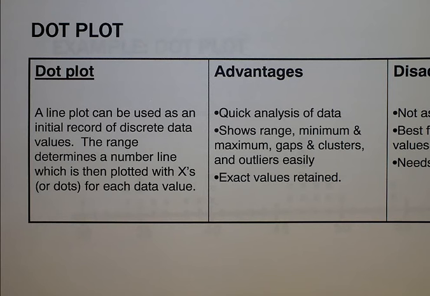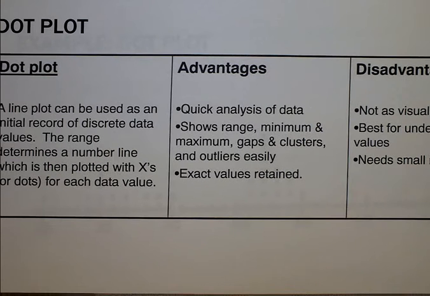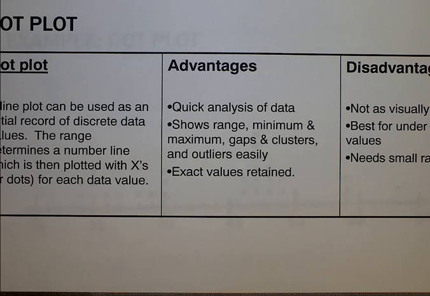The first type of graph that we're going to look at today is called a dot plot. A dot plot is a line plot that can be used as an initial record of discrete data values. The range determines a number line which is then plotted with X's or dots for each data value. An advantage of the dot plot is that it provides a quick analysis of the data. It shows a range, minimum and maximum, gaps and clusters and outliers very easily.